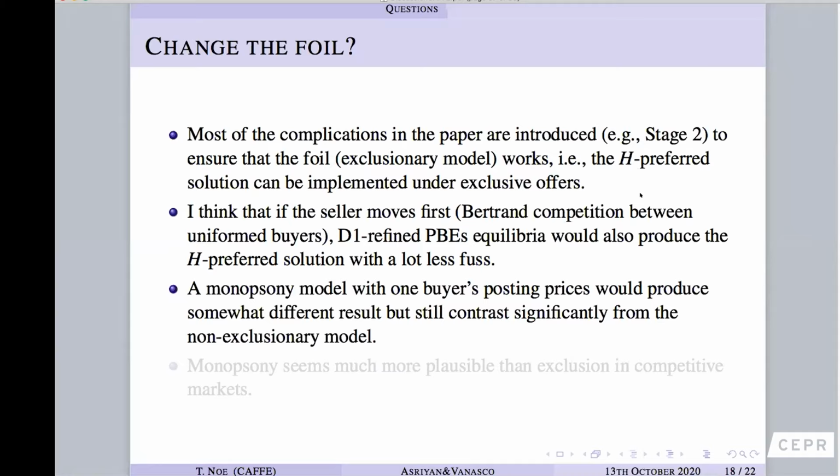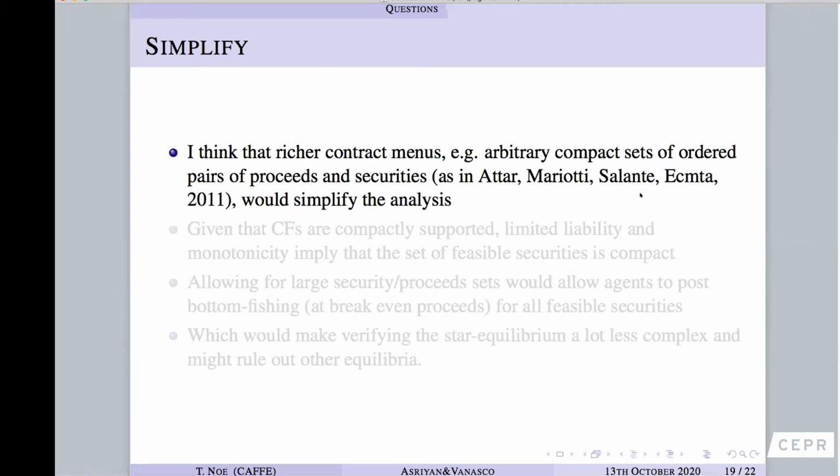which is basically where you have one buyer posting prices. That would give you somewhat different results in the sense that the proceeds would be different, because the monopsonist would extract rents, but you would still get the characteristics. It would still contrast greatly with the exclusionary model. And in some sense, monopsony I can believe in more than competitive exclusion, because we have lots of stories like Rajan's about captive firms or captive financial agents, and many of the models in this literature deal with the monopsony case. Although I like the first suggestion better. So simplify.